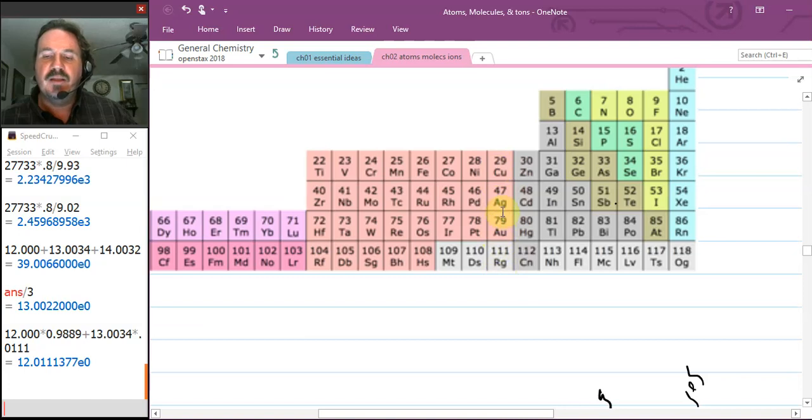Not too surprising that both silver and gold, these ones that we make coins out of, gee, they're in the same column. Yeah, they must chemically be similar. In fact, the similarity is they don't react very well, actually. But yeah, they're grouped together.